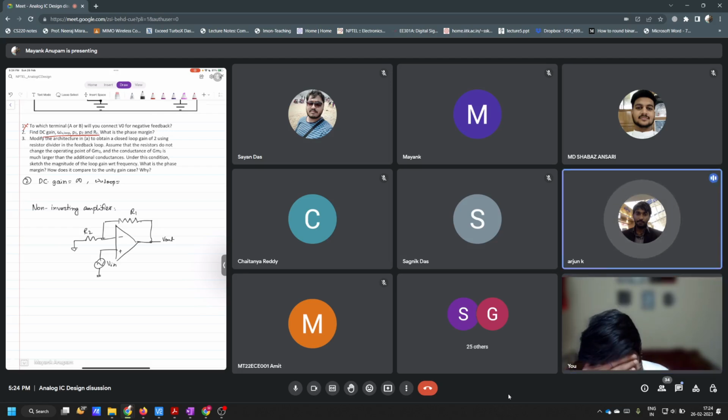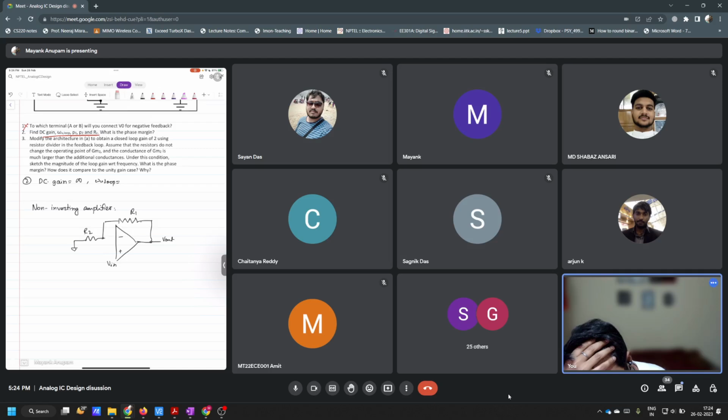After before minus, fine. At the terminal you break the loop here. You also short it, right? You also desensitize the input. Correct? Now we have to apply an input here, V test, and you have to find what is the V return here, right?